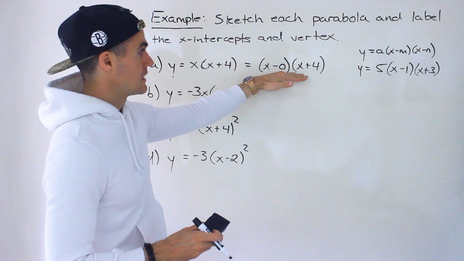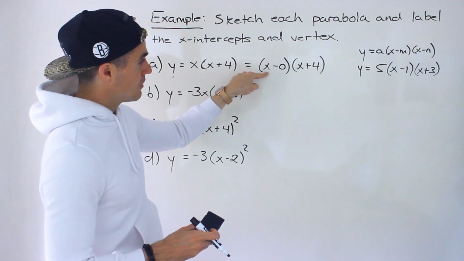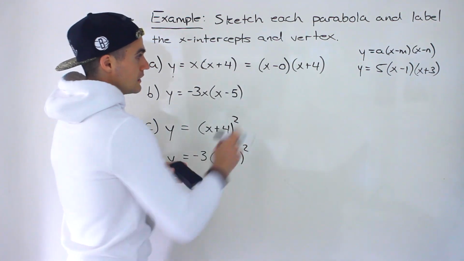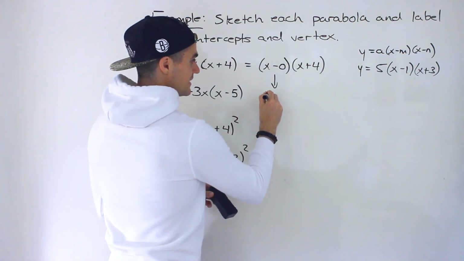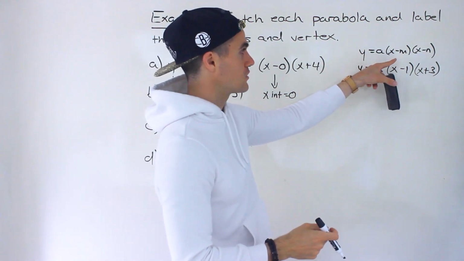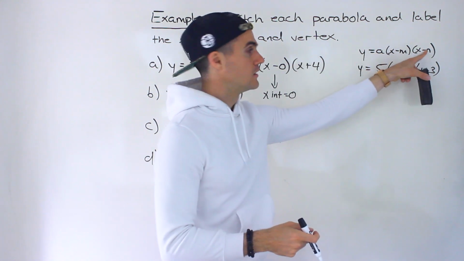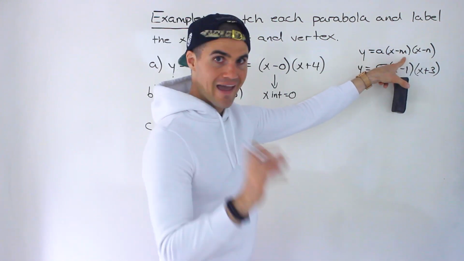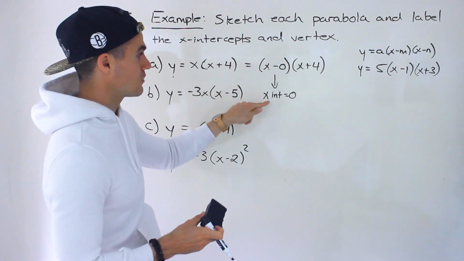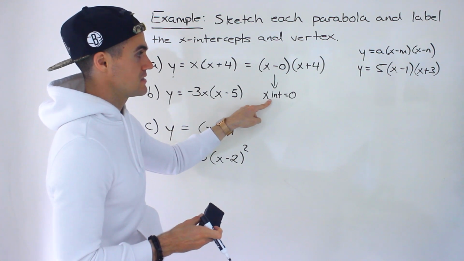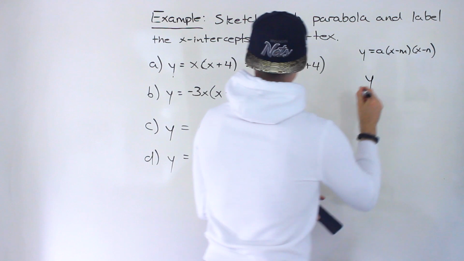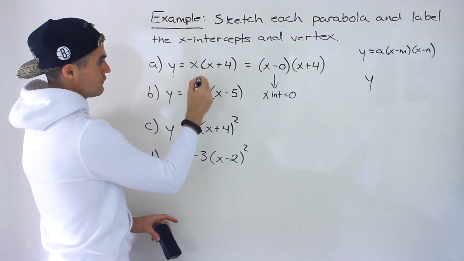It's like this. And so from here, you could tell that this x by itself, or x minus 0, which are the same thing, is going to have an x-intercept of 0. Because remember, in this factored form, the x-intercepts are the m and the n, right? So x minus m is the x-intercept; well, x minus 0, that means for this factor here, the x-intercept is 0.